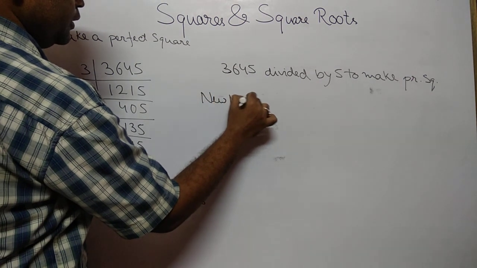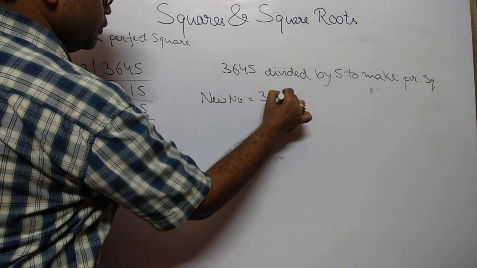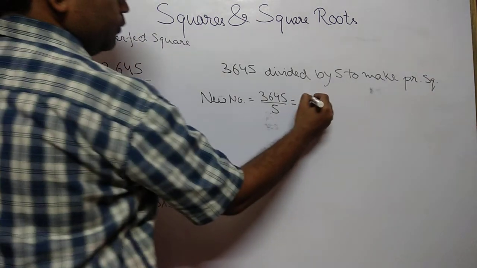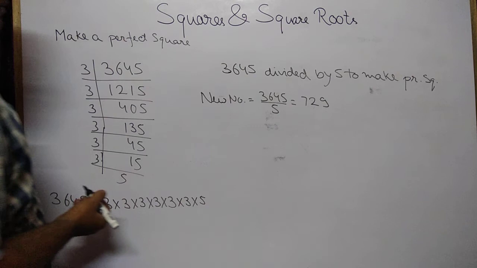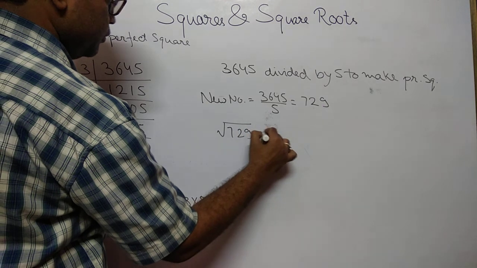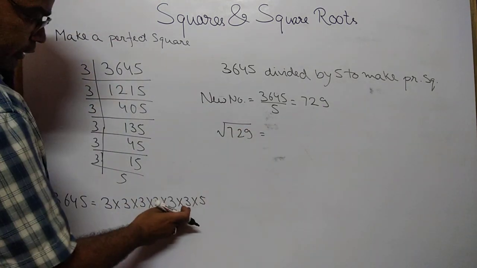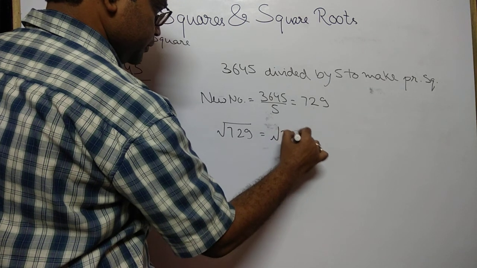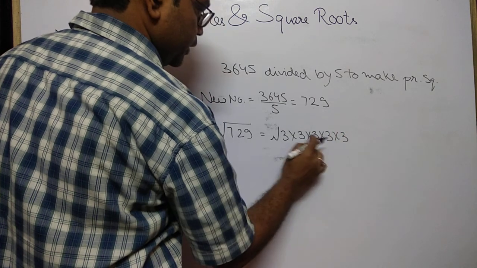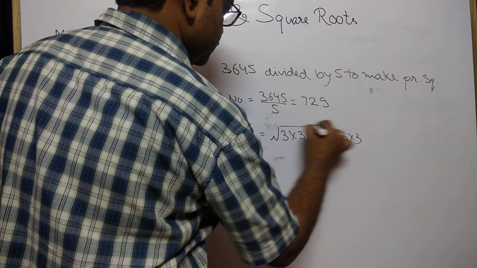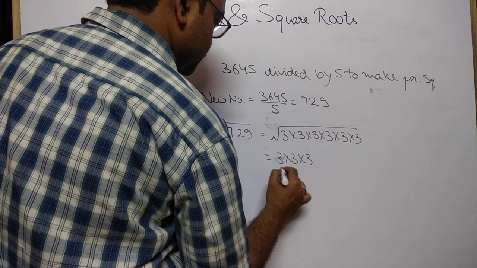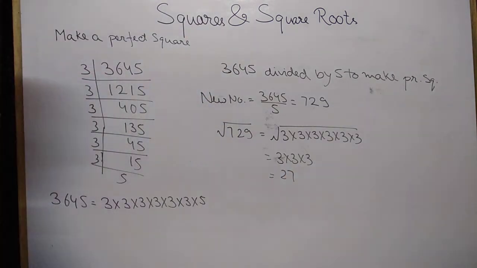New number equals to 3645 by 5, that is 729. What is the square root of 729? The square root of 729 is simply written as 3 into 3 into 3. 3 3s are 9, 9 3s are 27. So this is the square root.